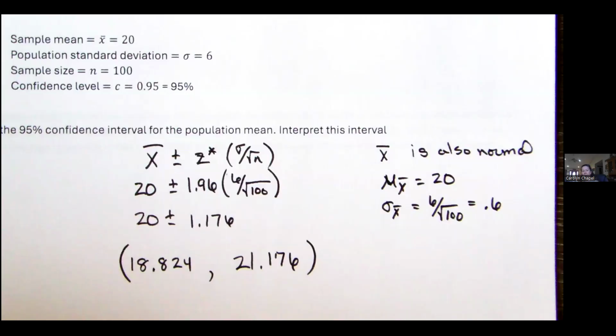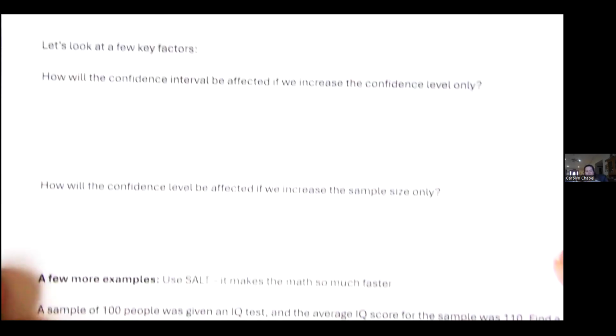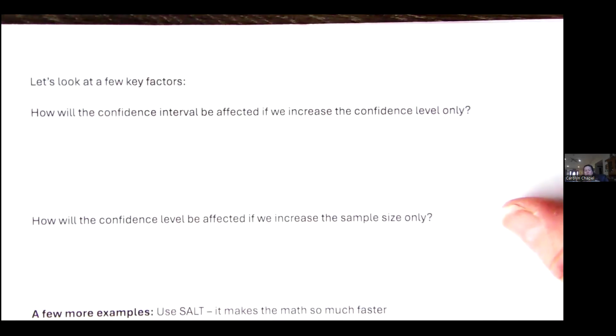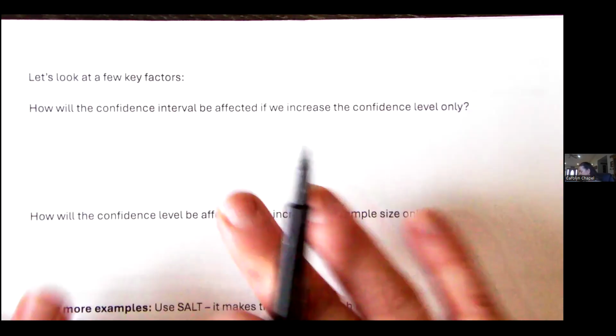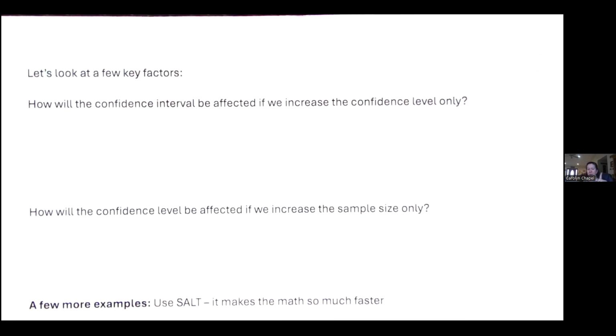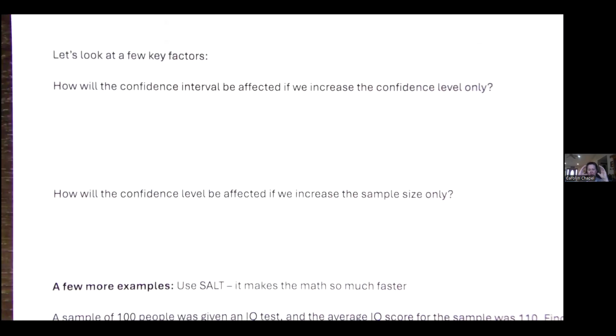I'm on to another page just to clean some things up. So I want to know what's going to happen if this confidence interval changes. Let's say we're only going to change one thing, and we want to increase our confidence from, say, 95% to 99%. So I want you to think about what's going to happen to our interval. Is it going to get bigger or is it going to get smaller?